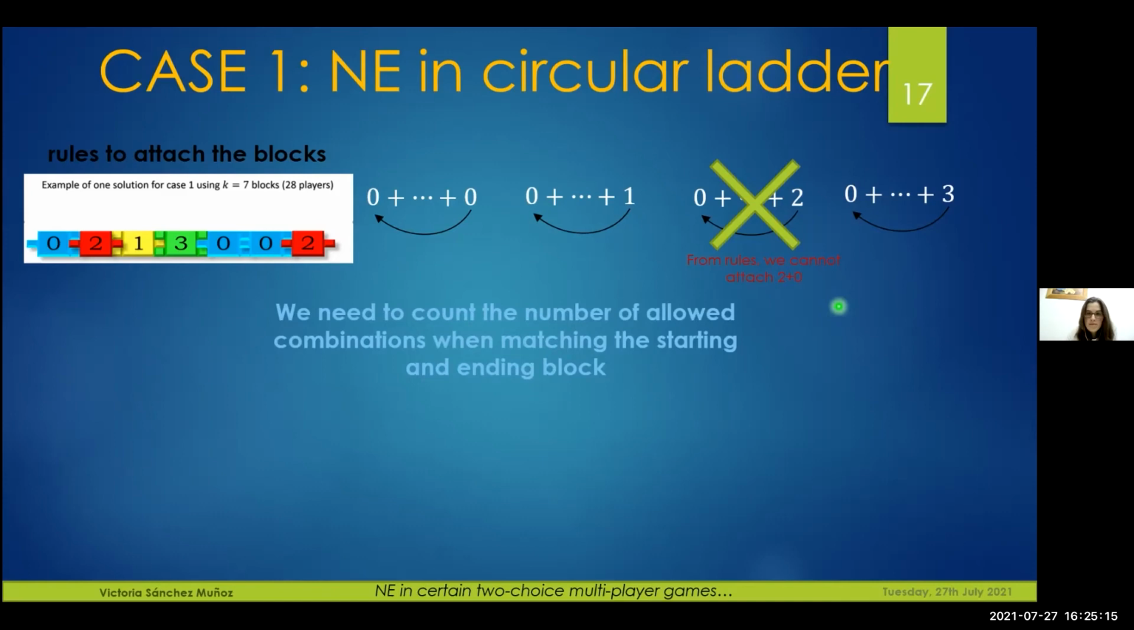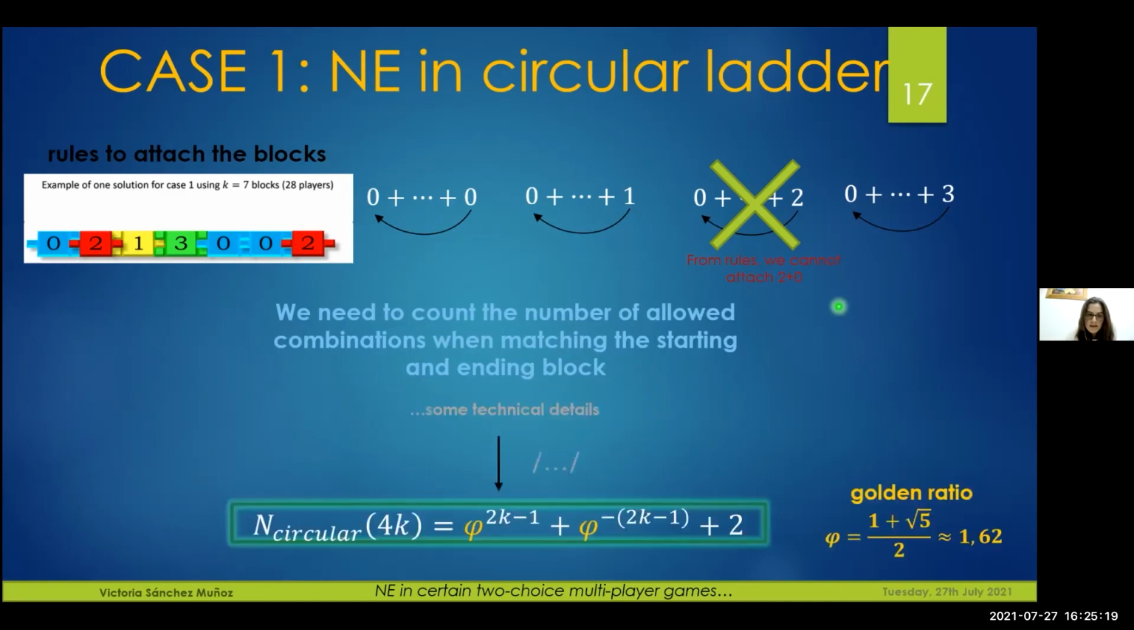There are some very ugly details there, but it still can be done. It's a bit tricky, but it still can be done. And finally, after that, you find another very nice analytical solution for counting the number of Nash equilibria for the circular ladder with 4K players. And again, the golden ratio is the star there.